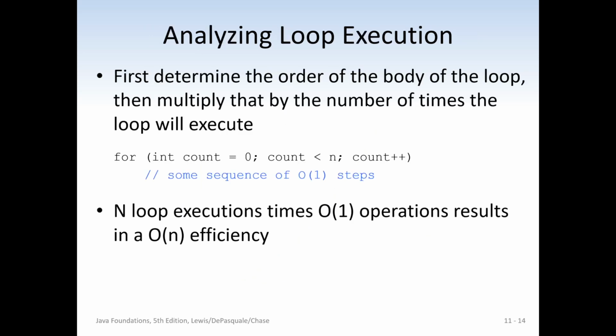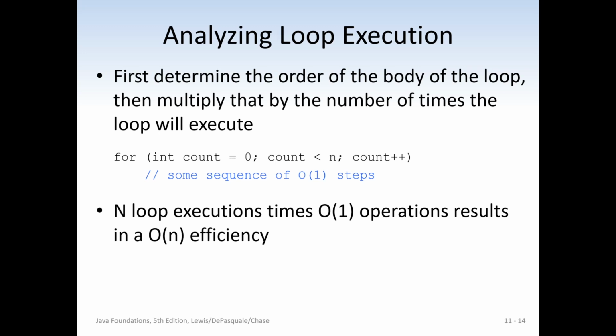All right, so now we're going to look at analyzing loop execution. So how do we look at a piece of code and go from that code to this complexity measure? We need to first look at the order of the body of the loop and then multiply that by the number of times the loop is going to execute. So let's look at this example function here, where we have count equals 0, count less than n, count plus plus, and then inside of the loop is order 1 steps.